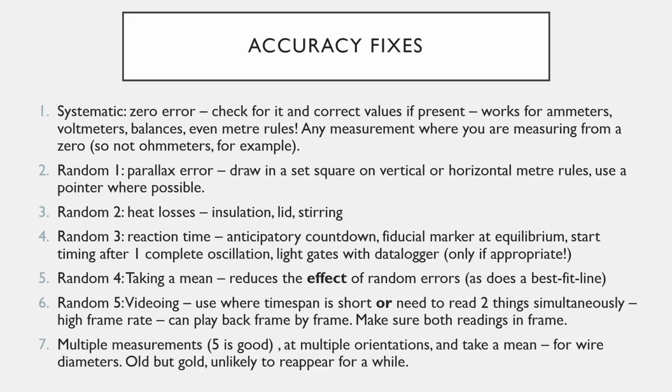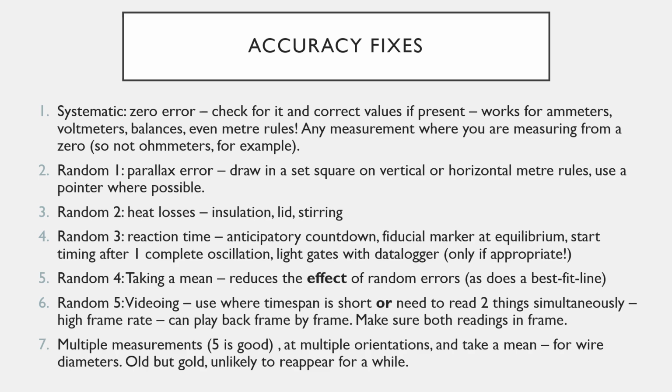Another random error fix is doing multiple measurements at multiple orientations and taking a mean. So this is the classic how do you measure the diameter of a wire. For whatever experiment you might be using that wire for, Young modulus, or maybe you're doing some kind of resistance and resistivity experiment, and you need to find the cross-sectional area of the wire.